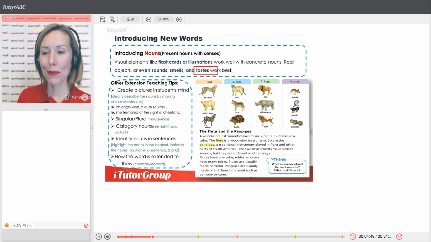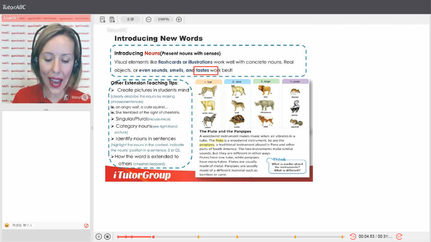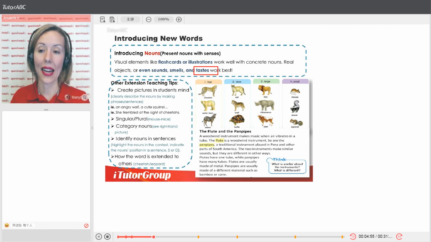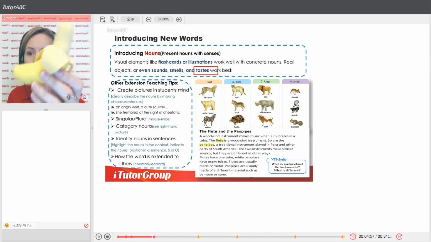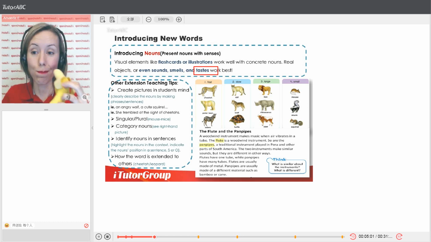What about tastes? Well, this is of course going to work best when you're talking about food, but again, it'll help clarify what exactly you're talking about when you show them an image or a prop. So, banana.